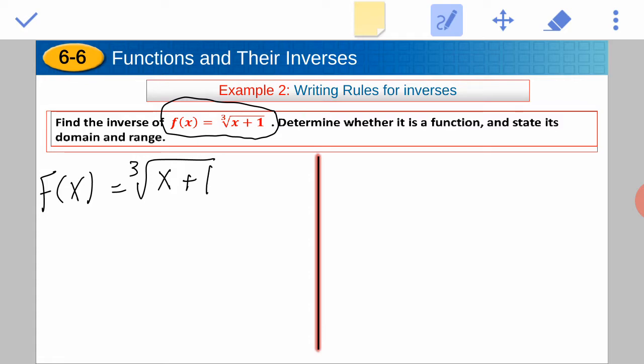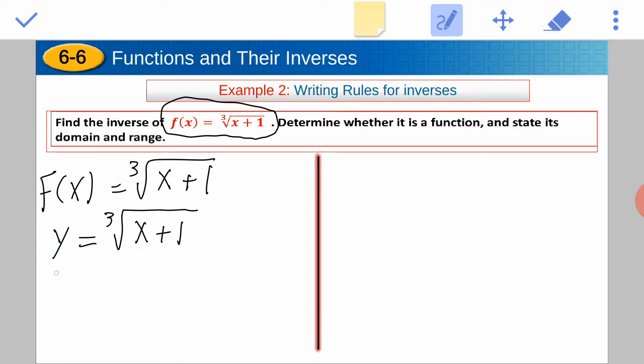What do we need, guys? We need to write the rule of the inverse of this function. This is our job, writing rules for inverses. Step number 1, you replace this f of x with the variable y. Everybody knows that f of x and y are the same thing, y is equal to the cube root of x plus 1. Step number 2, you switch the variables x and y.